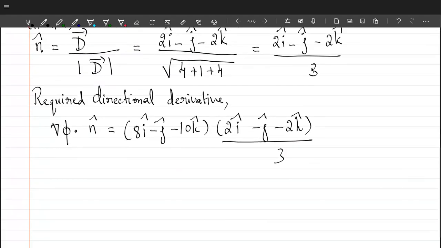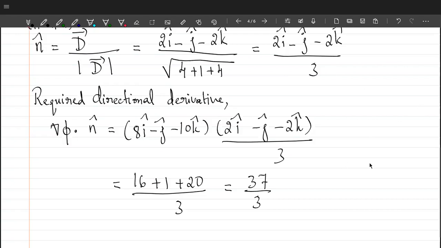So let's calculate the dot product in the numerator. I think I get 8 into 2, 16, minus 1 into minus 1 should be plus 1, minus 10 into minus 2, that is plus 20, divided by 3. So 16 plus 1, 17, 17 plus 20, that is 37 divided by 3. So this is the value of the directional derivative for the given surface. This is one of the very important problems. Please learn it properly.